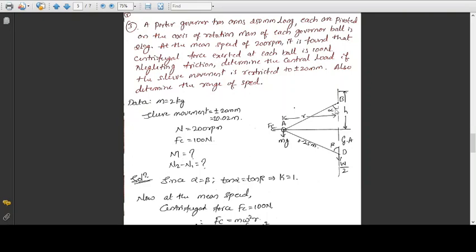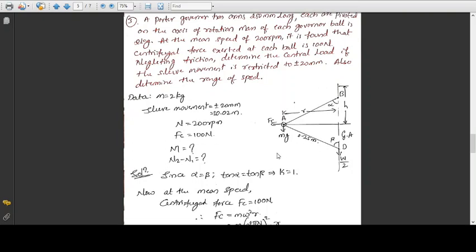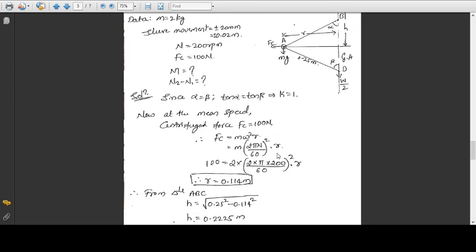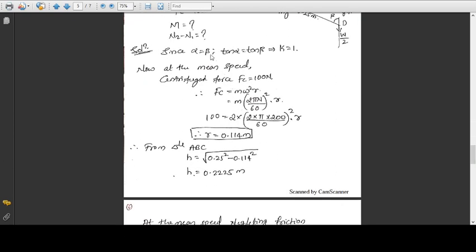So this is the schematic representation. Here this r is for the mean speed, which he has given as 200 rpm, and both the upper and lower arms are connected on the same governor axis. So when they are connected on the same governor axis, that time this alpha is going to be equal to beta. So we'll start with the solution. Here alpha is equal to beta, so k value will be 1.